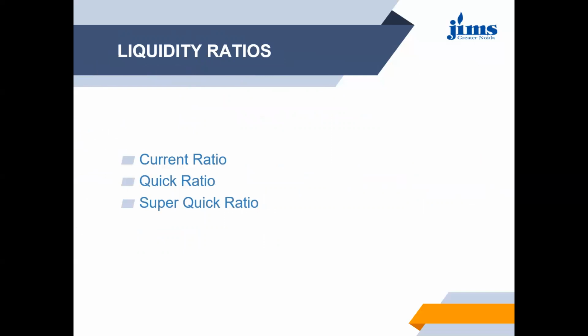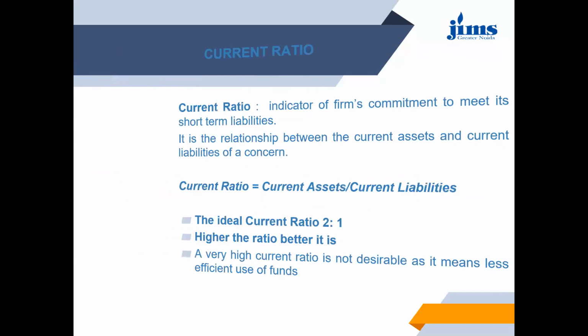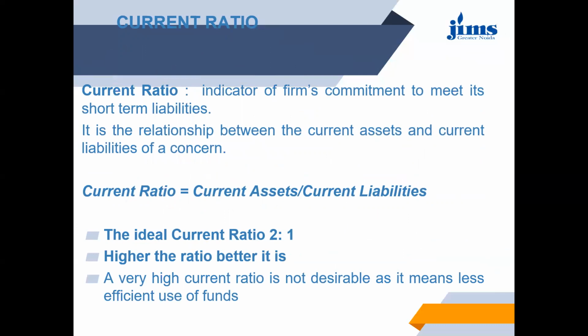Now, liquidity ratios are generally of three types. One is current ratio, then quick ratio, and super quick ratio. Now, current ratio tells us about the firm's commitments to meet its short-term liabilities, as all the liquidity ratios tell us about the short-term solvency position of the firm. So it is basically the relationship between current assets and current liabilities. So current ratio, simple formula is current assets divided by current liabilities.